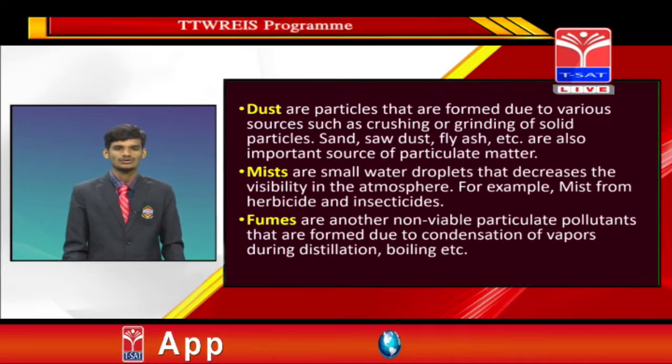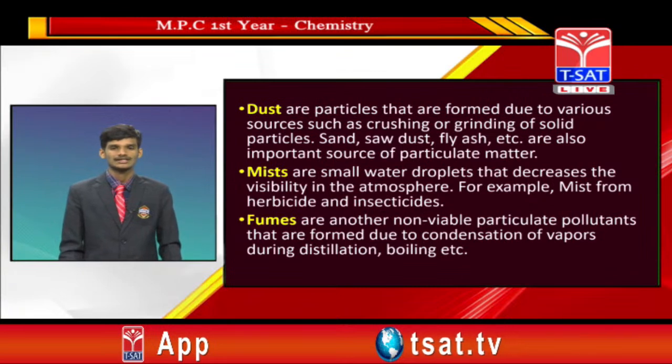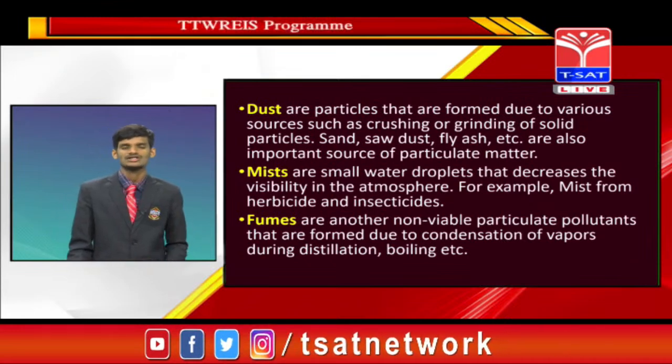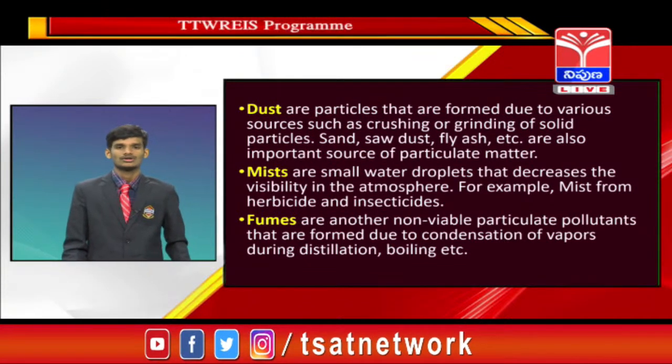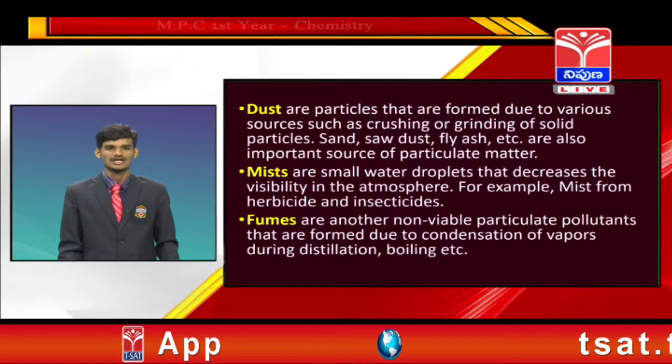Mist. How is mist produced? Mists are small water droplets that decrease the visibility in the atmosphere. For example, mists are nothing but sprays. These sprays are used in agriculture to kill herbs, as insecticides and pesticides.